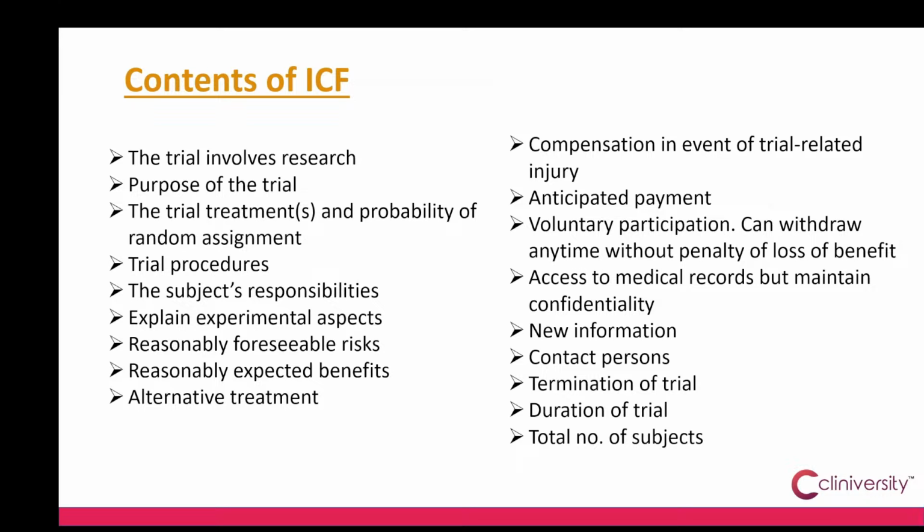So what does an informed consent form consist of? We're saying that the investigator has to explain about the study, and has to tell everything to the subject. So what are the main things that an informed consent will consist of, and what will be explained by the investigator to the subject? The investigator is going to explain that the trial involves research and also the purpose of the trial, why the trial is conducted, and the trial treatment and probability of randomization. We already discussed randomization, right? So the subject will be informed about randomization.